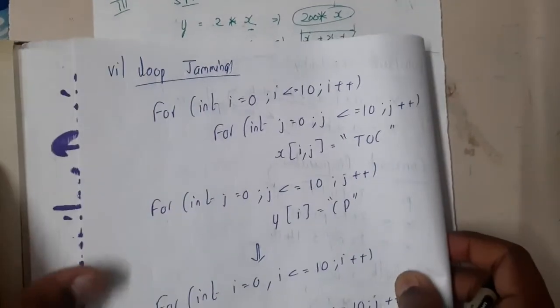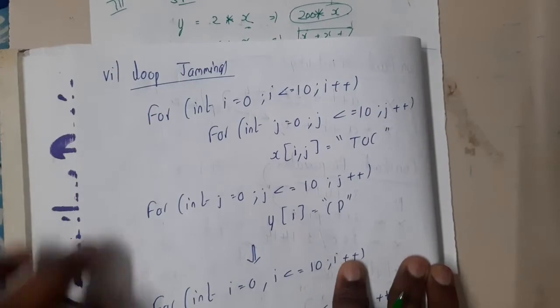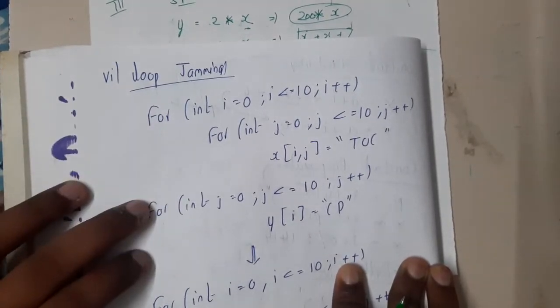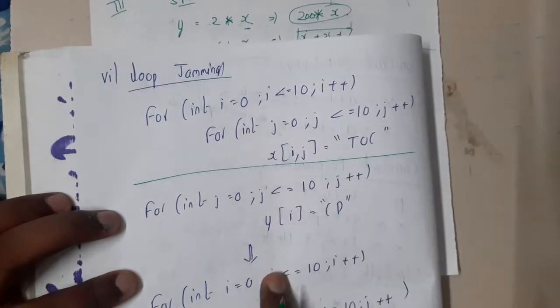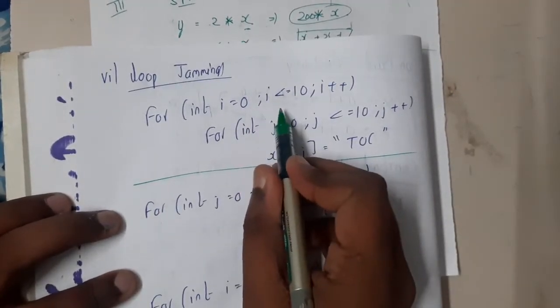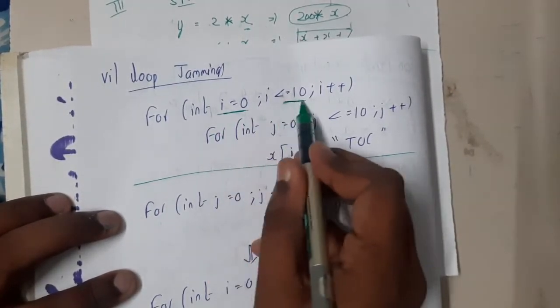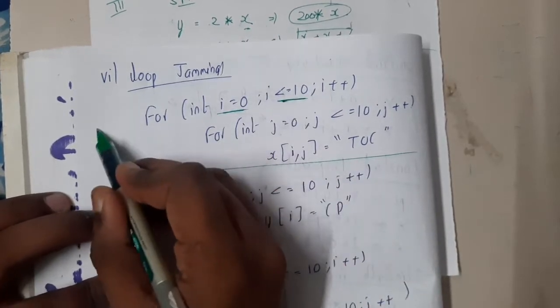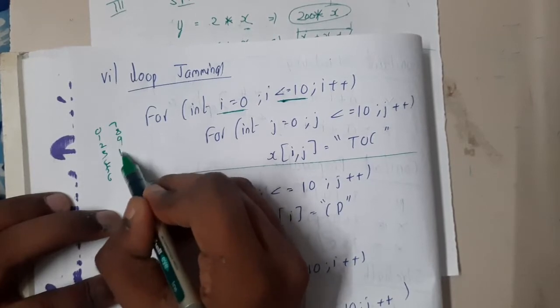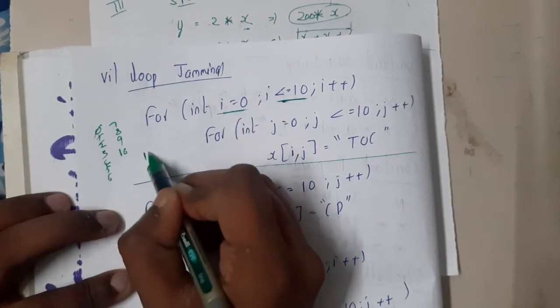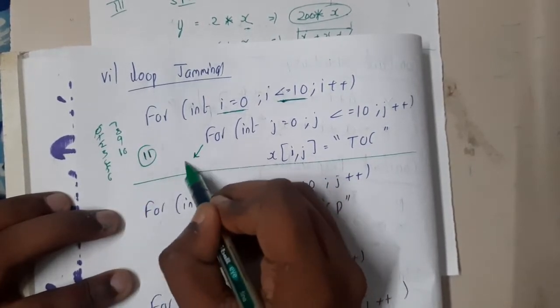Okay, so observe here carefully, guys. Here there is one loop and this is another loop. So these two loops are independent, right? That loop is not dependent on this. This external loop is running how many times, guys? It is running 11 times, right? 0, 1, 2, 3, 4, 5, 6, 7, 8, 9 and 10. So 11 times, right? Yes. And this inner loop is also running 11 times.